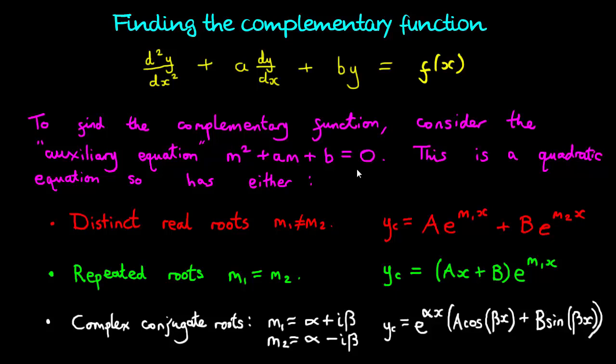So to recap how to get the complementary function, you look at your original equation, mainly at the left-hand side, turn that into an auxiliary equation, and solve that using whichever method you want. So you could factorise it, you could complete the square, you could use the quadratic formula, and you'll have one of these three cases. Whether you have distinct real roots, repeated roots, or complex conjugate roots tells you what form the complementary function will take. Okay, so that's how to find the complementary function.